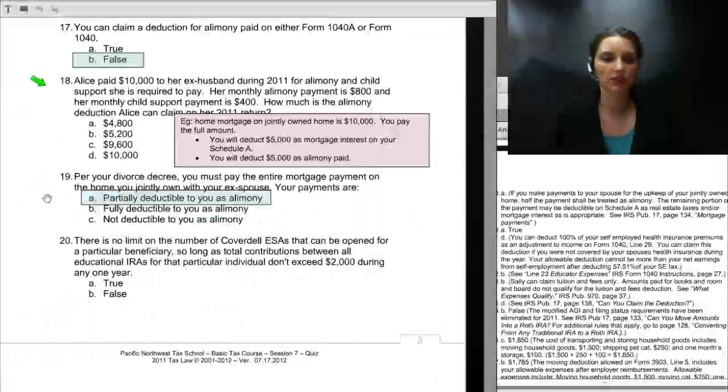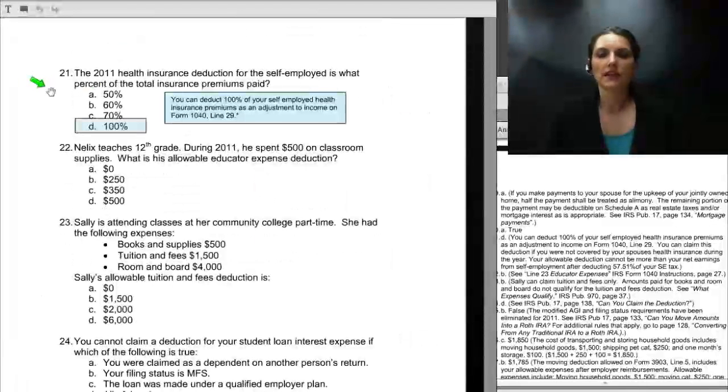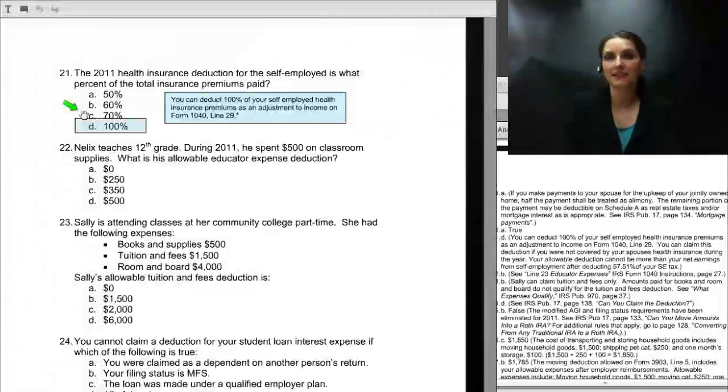Moving on to the next question. Question number 21. The 2011 health insurance deduction for the self-employed is what percentage of the total insurance premiums paid? And the answer is 100%. I don't know why students still have a problem with this. It's been 100% for at least the last 10 years.